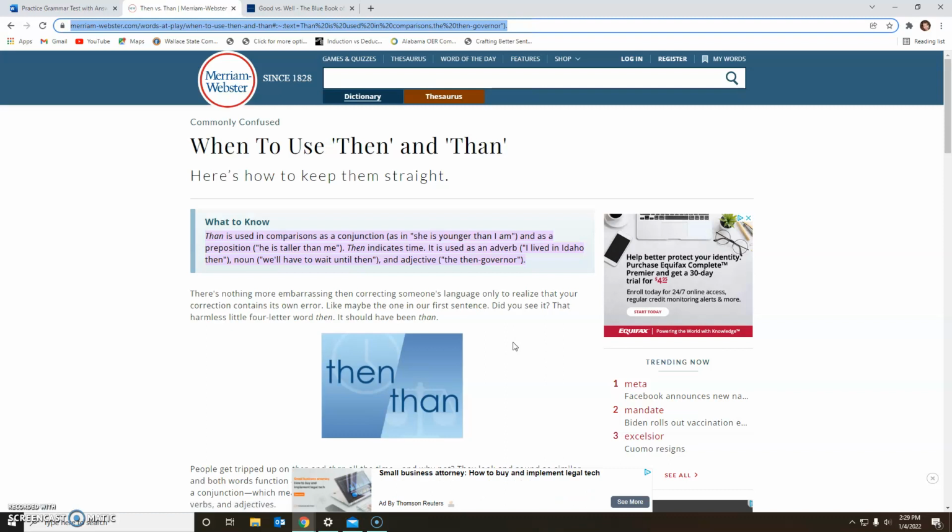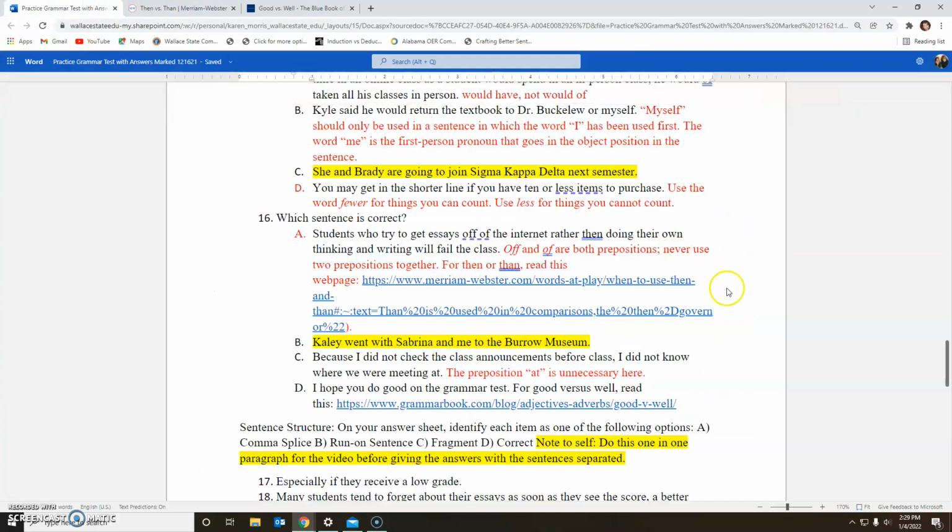And then indicates time. It's used as an adverb. So first I did this, then I did that. Okay. So that is an additional problem in that sentence.